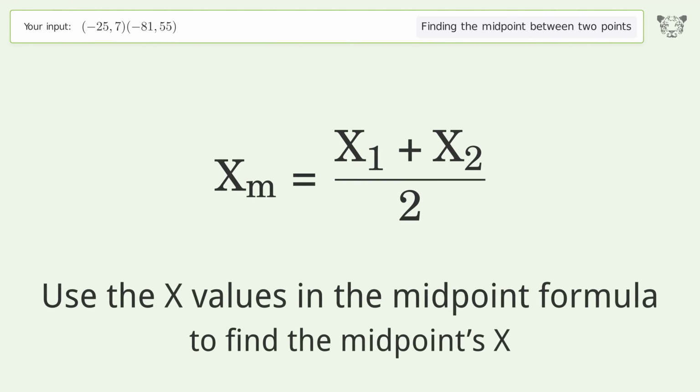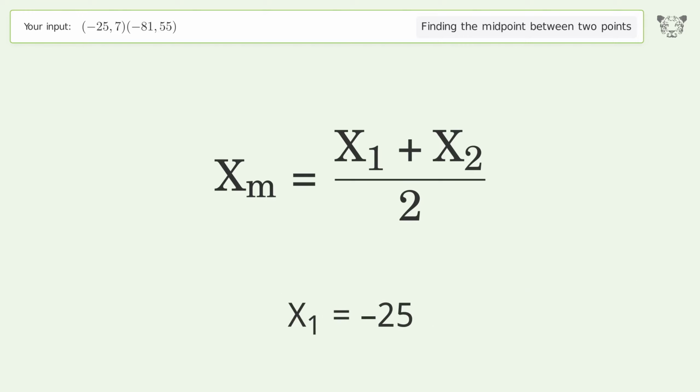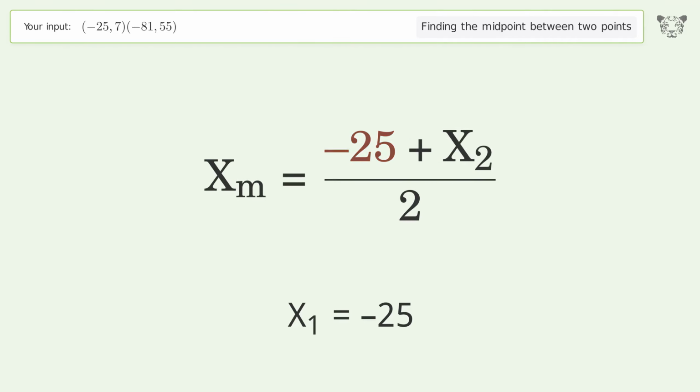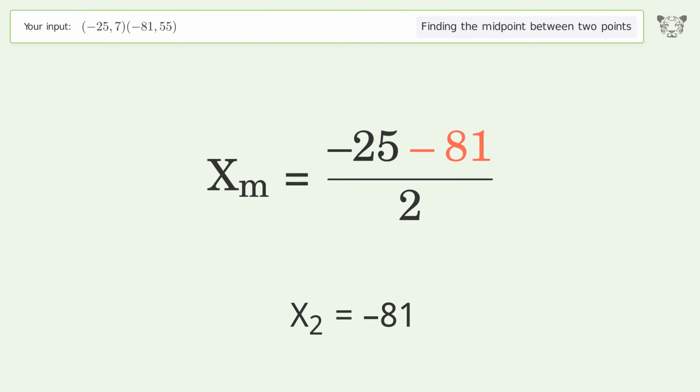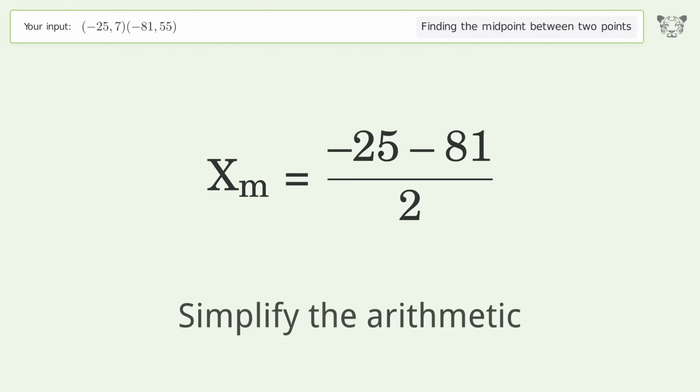Use the x values in the midpoint formula to find the midpoint's x. x1 equals negative 25. x2 equals negative 81. Simplify the arithmetic.